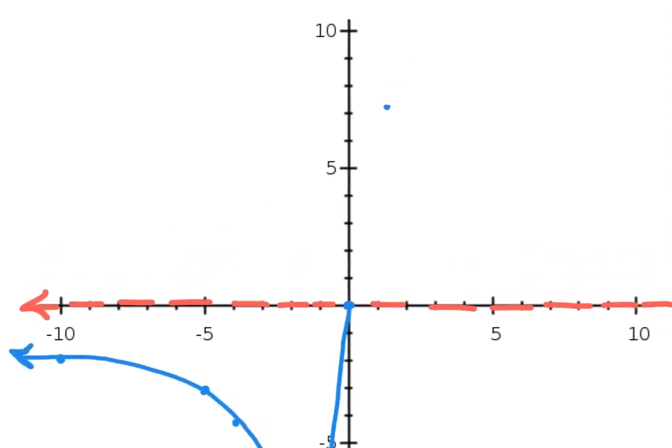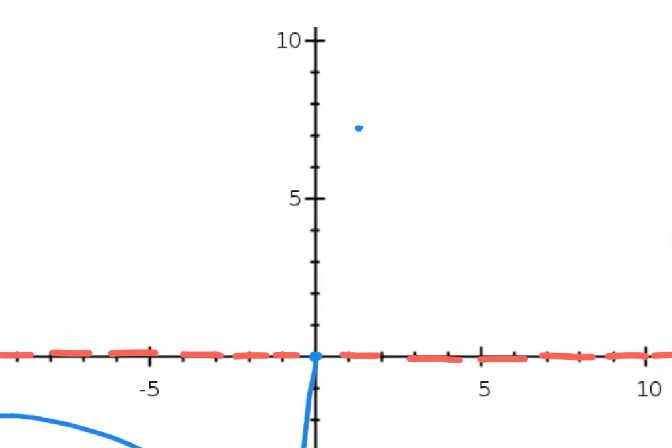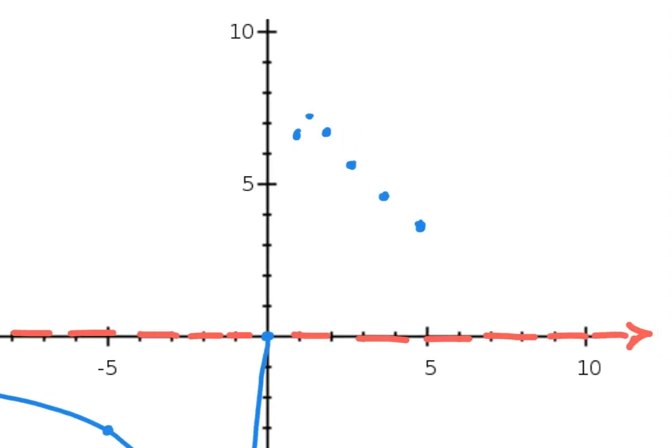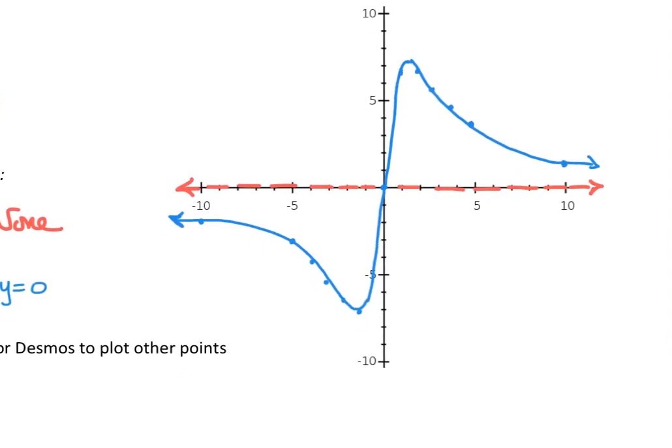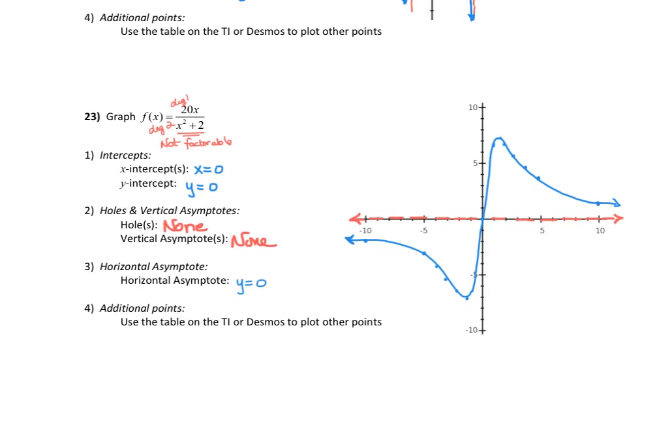And then it's going to do something similar on the right. So at positive 1, it's positive 6.6. And then positive 2, it's also positive 6.6. Positive 3, 5.4. Positive 4, 4.4. Positive 5, 3.7. And again, at 10, it's going to be about positive 1.96. And so on the right side of the graph, it's going to come up like this and come down and out like that. So the graph should look like that.